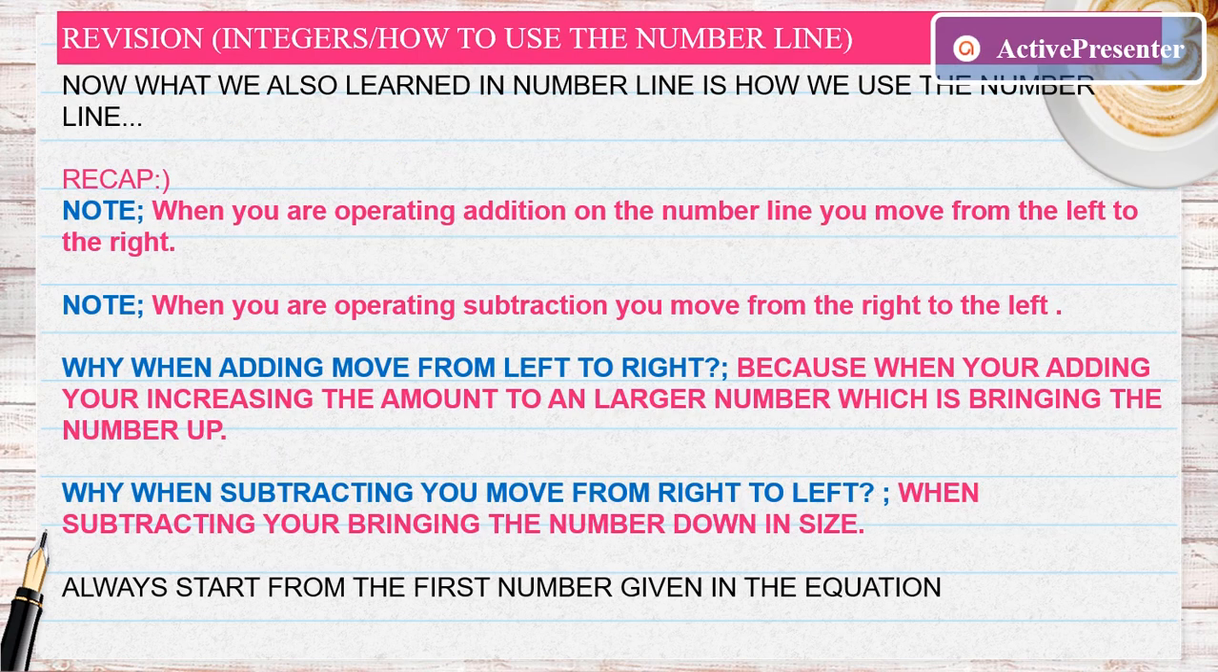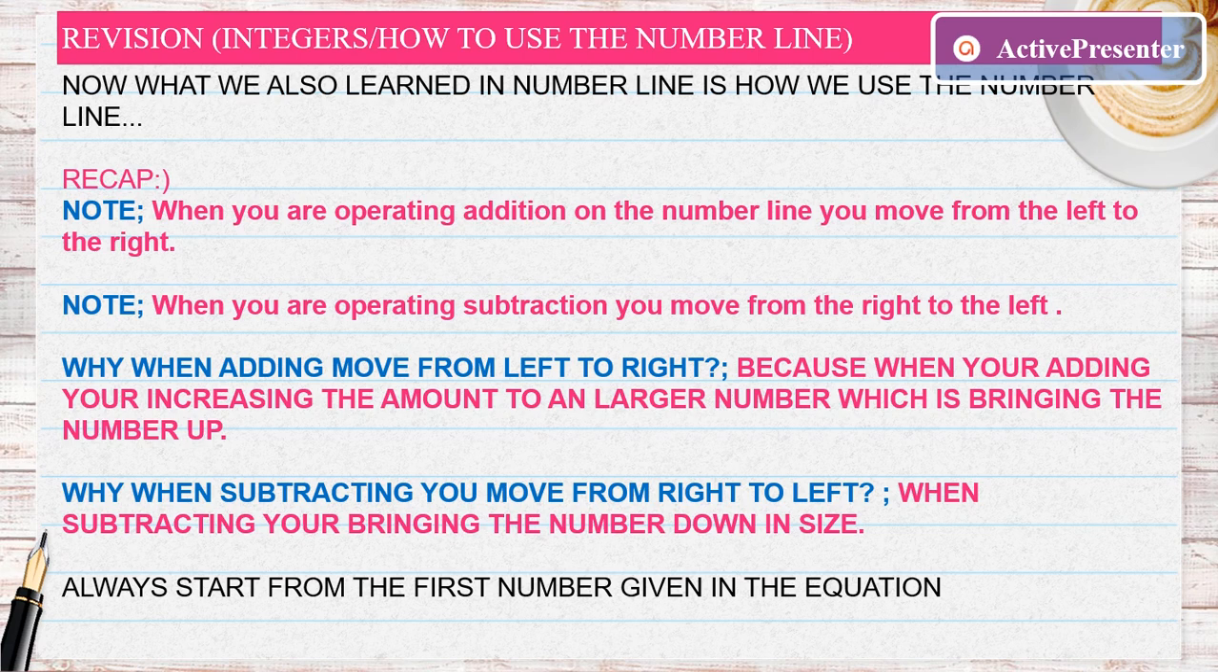Now, apart from knowing what the number line is, we also went through how to use the number line. Let's recap these notes. When we are adding on the number line, we move from the left to the right. The reason is because when you're adding, you're increasing the amount to a larger number, and that means you are bringing up the number.